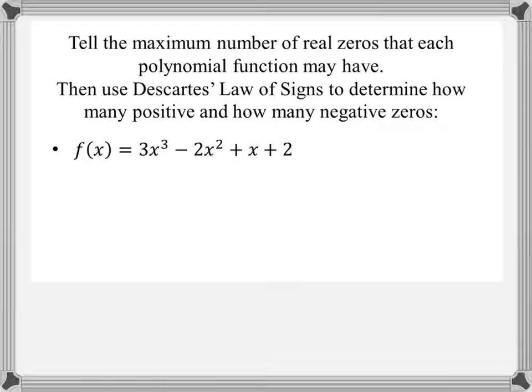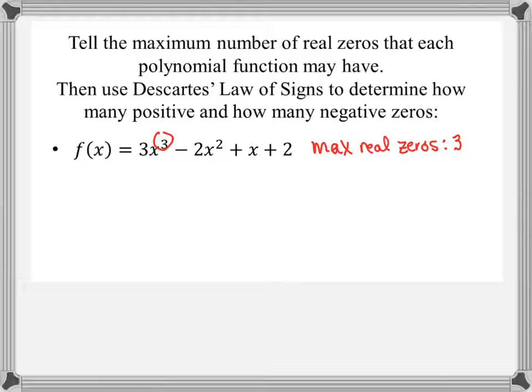Okay, so our instructions here are to tell the maximum number of real zeros that each polynomial function may have. Then use Descartes' law of signs to determine how many positive and how many negative real zeros this function will have. And our function is f of x equals 3x cubed minus 2x squared plus x plus 2. The degree is 3, so the maximum number of real zeros is 3.